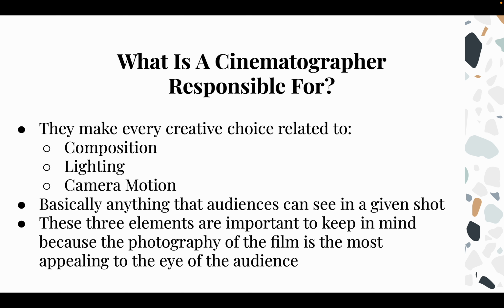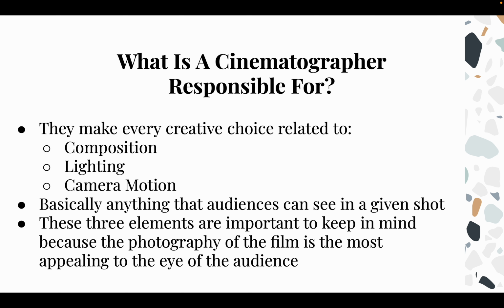This means that they get creative choices when it comes down to the composition, the lighting, the camera movement. Anything that the audience can see in a given shot really comes from your cinematography. And we are talking about things like color, depth of field, how much of the shot is in focus versus how much is blurry, zoom, and the position of people and objects. They are really responsible for all of this.